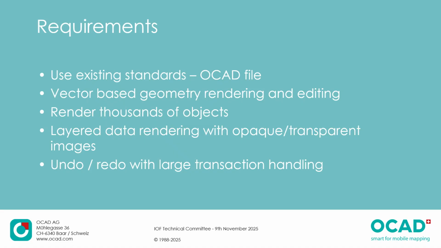We need to be able to render geometry, so when you're zooming in and zooming out, the map objects look good, and to be able to edit those geometry objects. And then of course there can be hundreds or even thousands of these objects on the screen at once. Then we also have other layered data, such as LiDAR data or aerial photographs, etc. And these maybe need to be semi-opaque or transparent. And then lastly, being an editing application, you need to have undo and redo and be able to handle large transactions, for example, when you're moving or deleting a large number of objects.